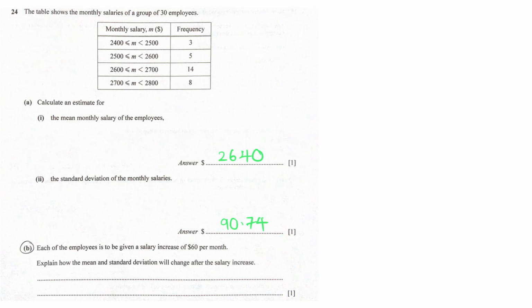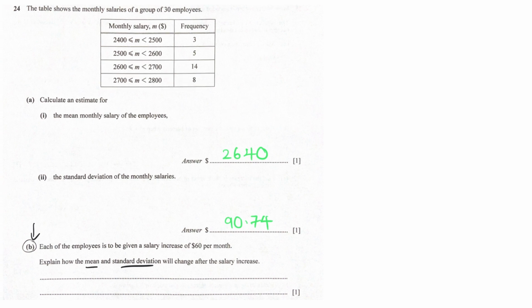So now this is a standard deviation question, and for part B, okay, mind the pun, it's a standard question to check your understanding of mean and standard deviation. So first two parts, I'm not going to do the calculation, it's pretty straightforward. So we're going to explain how an increase of $60 for every single employee will change the mean and standard deviation.